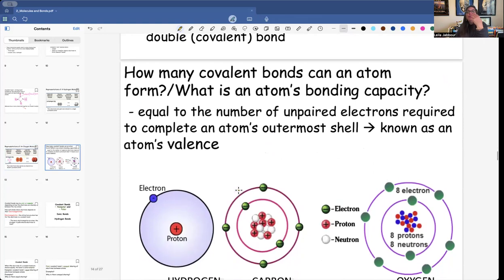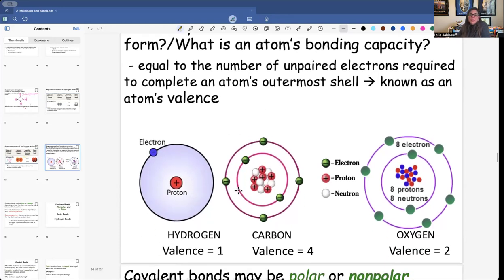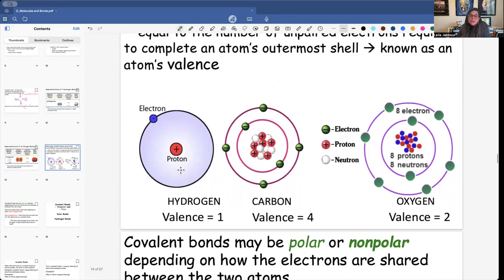So the number of covalent bonds that an atom can form depends on this atom's bonding capacity, which means how many electrons do we need to bring in? That will determine how many bonds we can make. So it's equal to the number of unpaired electrons required to complete an atom's outermost shell, known as the atom's valence. So hydrogen has a valence of 1 because there's only 1 electron. Carbon has a valence of 4. 1, 2, 3, 4.